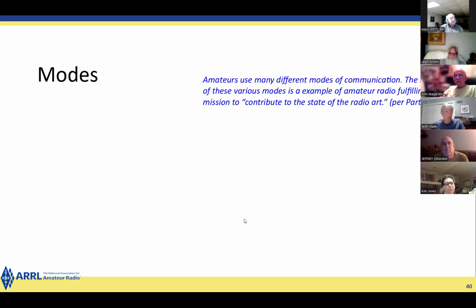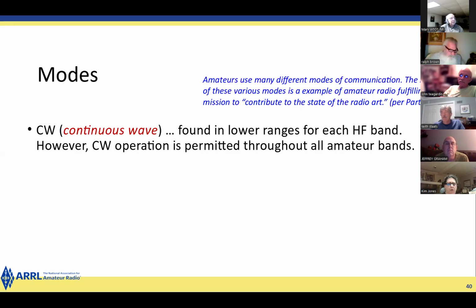Modes. Amateurs use many different modes of communication. All right. CW is continuous wave. It's found in the lower ranges for each band, but it's permitted through all the bands. I can't really say I've ever heard it in the single sideband, but I've heard of it being done, but I myself have never heard it.